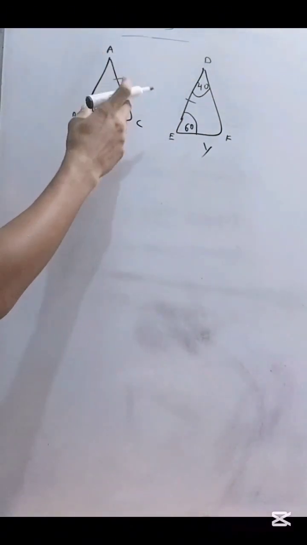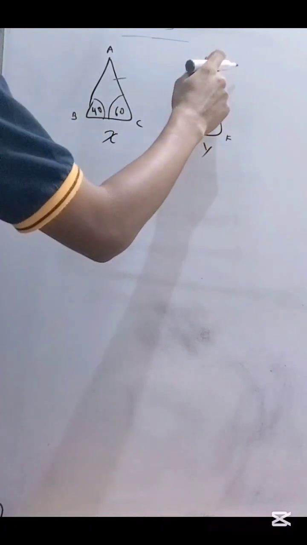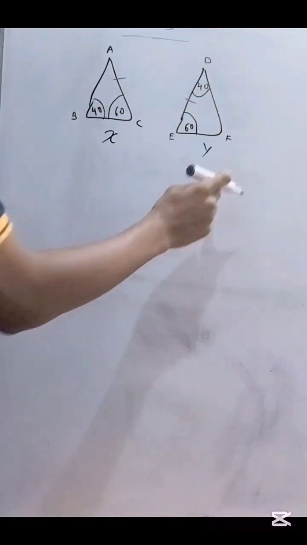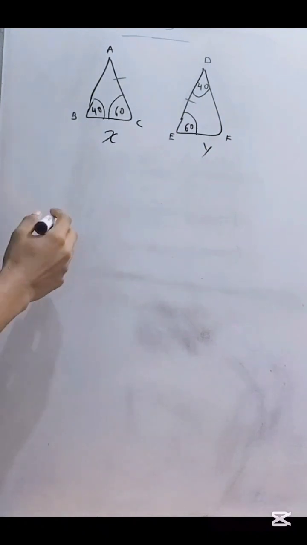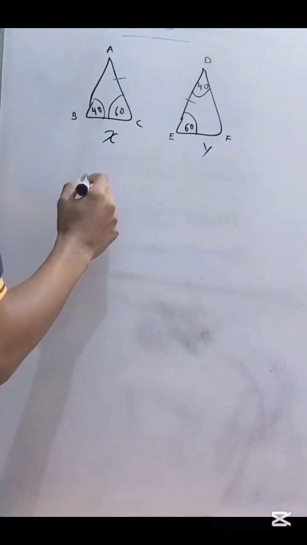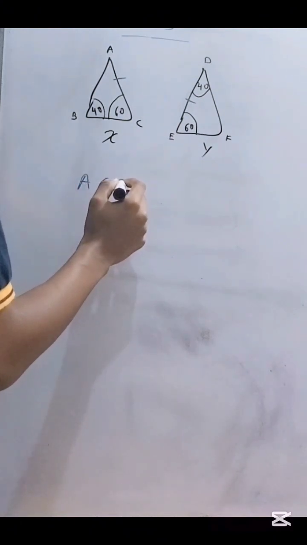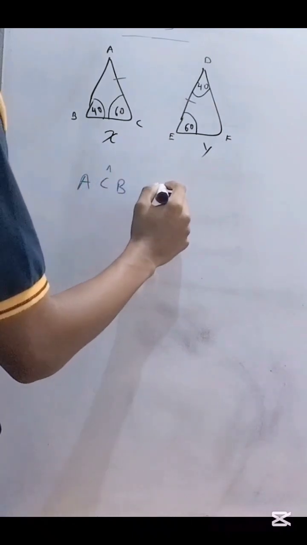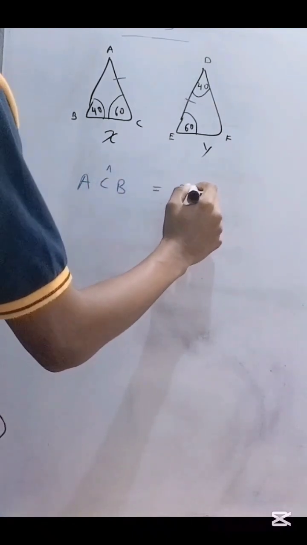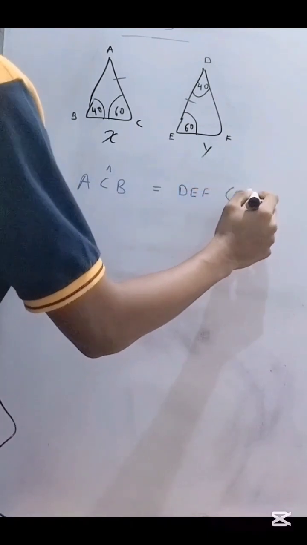So how could we prove this? The angle ACB is equal to the angle DEF. Let's mention the first reason why these two triangles should be congruent. The reason is: angle ACB is equal to angle DEF, reason: data.